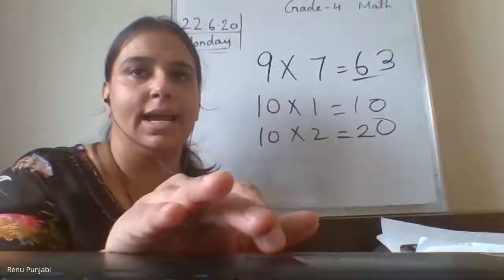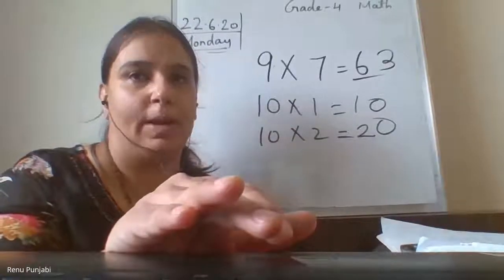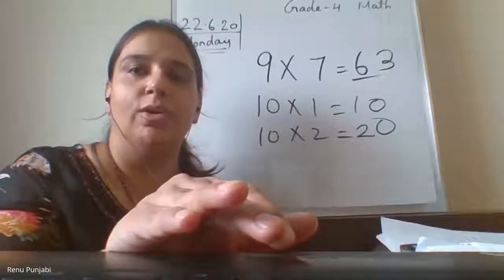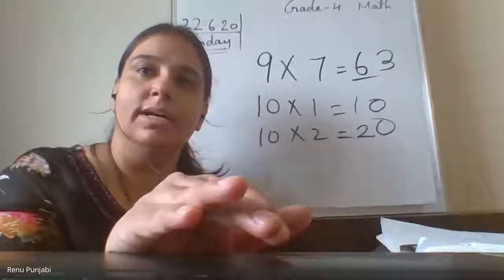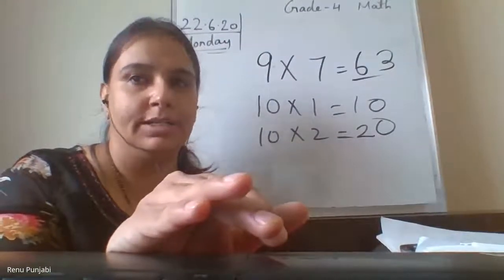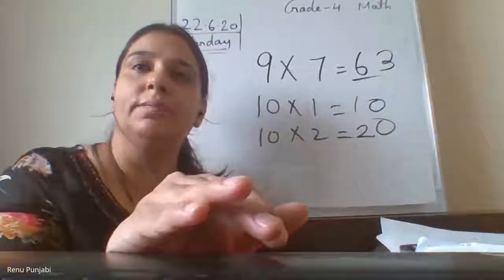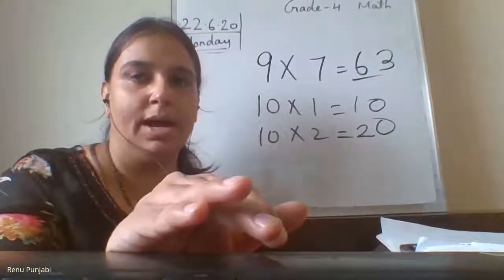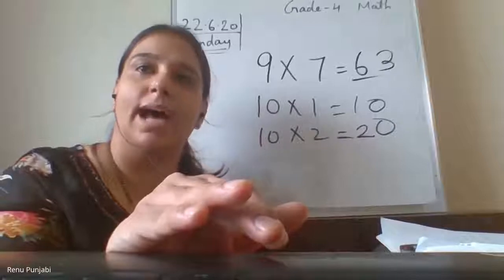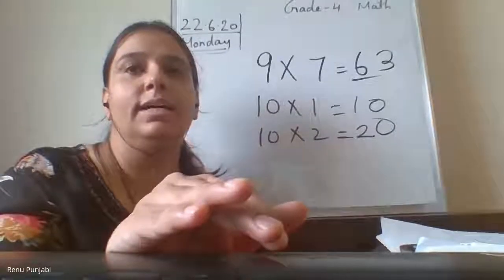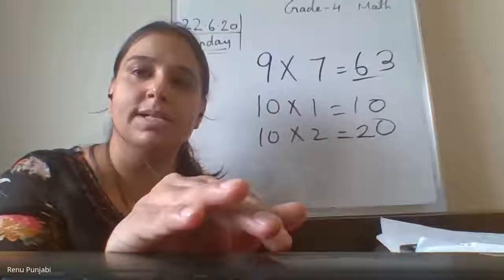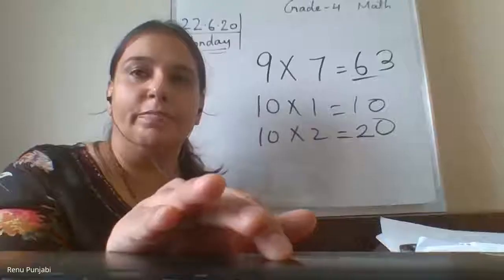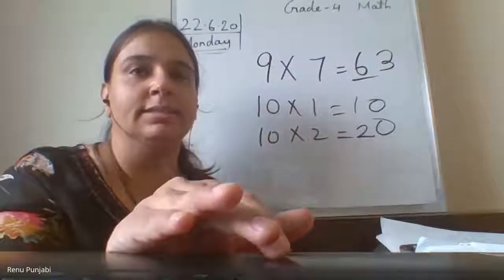Children, from my side, I'm done. We have done with the properties. We have done how to multiply any number with 10, 100, 1000. We have learned the multiplication with one digit number. We have learned the multiplication with two digit numbers. We have learned the craft activity. We have learned the tricks how to do the multiplication and how to learn the multiplication tables. So from my side, I am done.